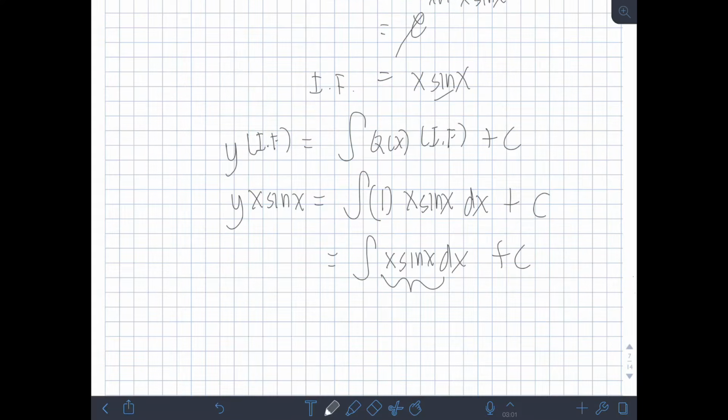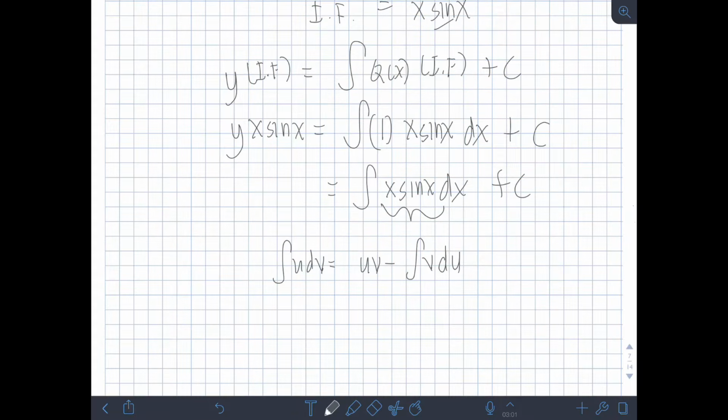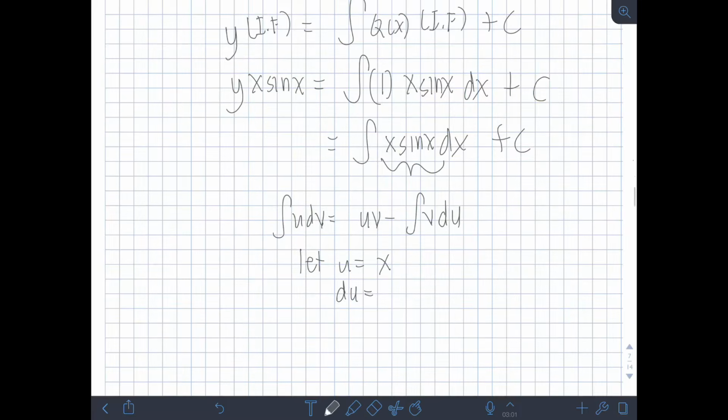So, ito, pwede nating ma-integrate using integration by parts. So, yung integral ng u dv is equal to uv minus integral ng v du. Kung naalala nyo yung integration by parts nyo sa integral calculus. So, let u natin dito ay x. Tapos, differentiate both sides, we have du is equal to dx.